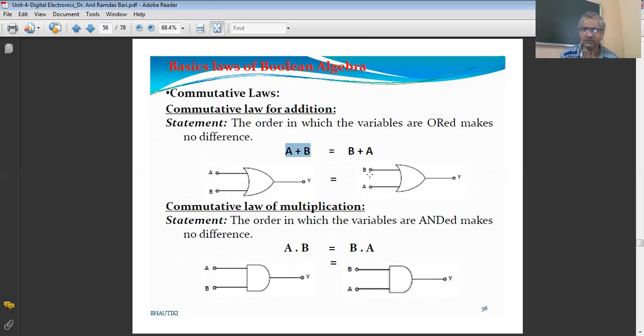Now take this second circuit. Here the order of the variables is changed. The first variable is b and the second variable is a. So it is b plus a, and it is ORed. Again, depending upon the values of a and b, the output y will be produced. If you put values of a and b for both these circuits, the output result will be the same. Therefore, a plus b is equal to b plus a, and this is called the commutative law of addition. So the order in which the variables are ORed makes no difference.